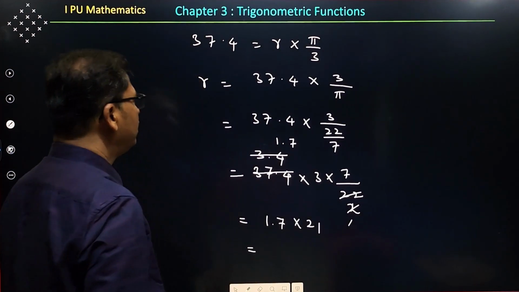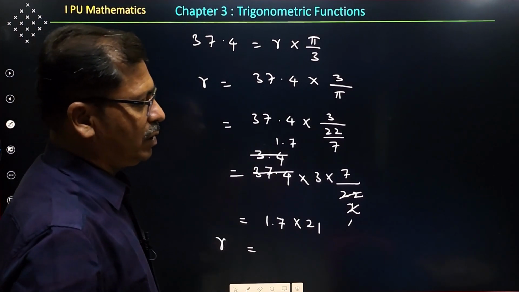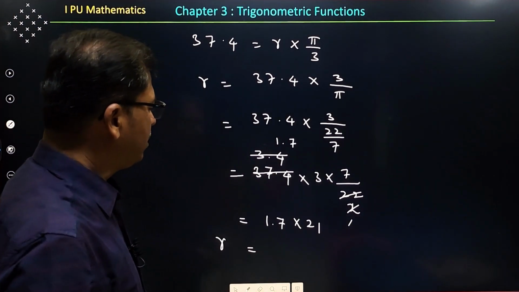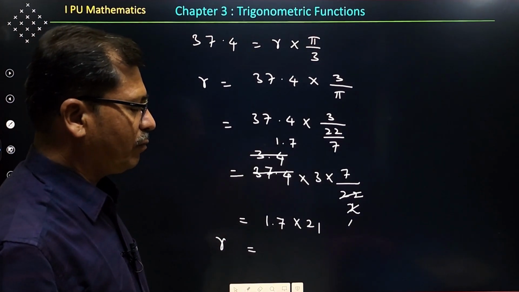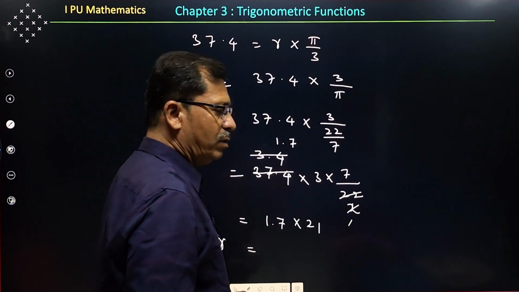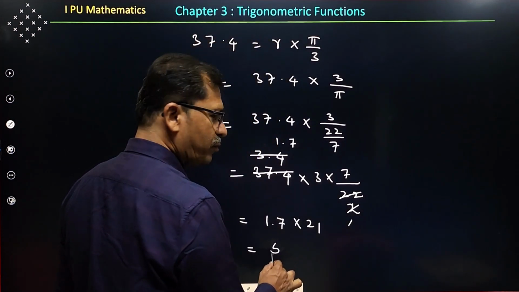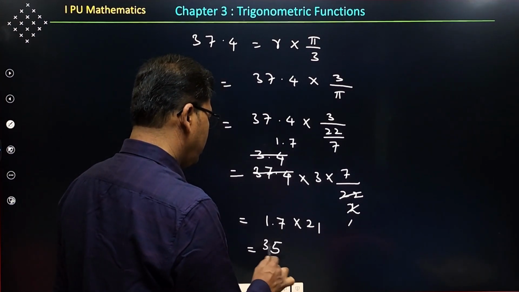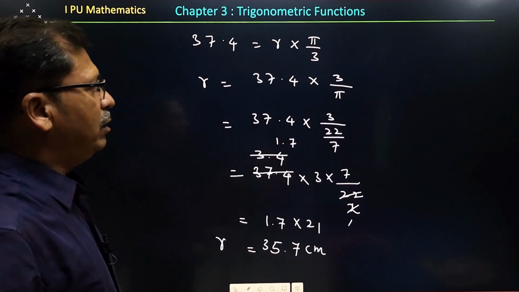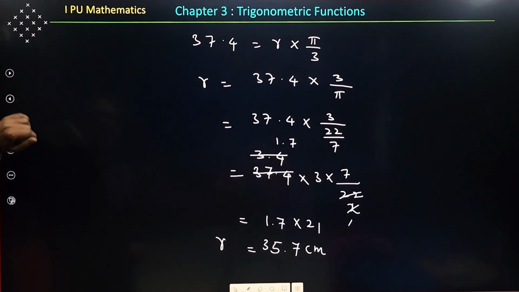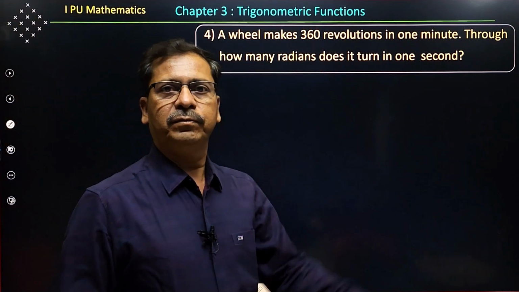Please tell me the answer. That is the final answer, the radius. Come on, tell me the answer. 21 and 1.7 multiply. 35.7. 35.7 centimeters. Okay, this is the final answer here. I hope you got the answer. The solution is clear for all. Let us move into the next question here.